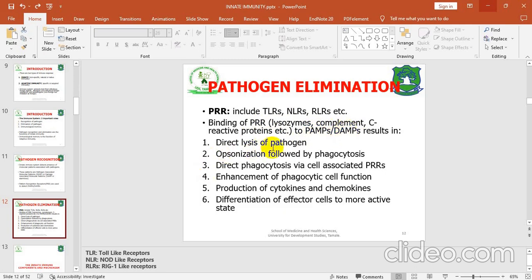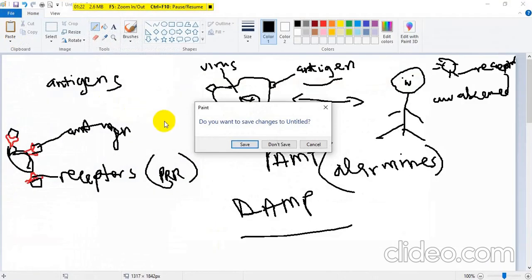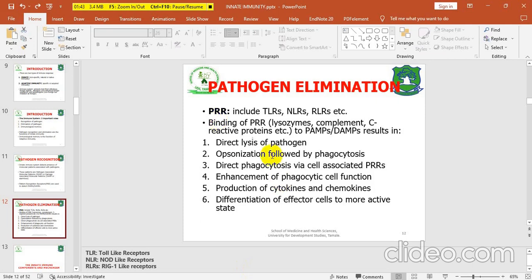direct lysis of the pathogen. Lysis means that the pathogens will be broken down, or their cell membrane will rupture, break apart and drain its content. So this is the cell nucleus undergoing rupture or lysis. You can see it is broken, and the content will come out and pour out. Okay, so direct lysis. We have opsonization followed by phagocytosis.